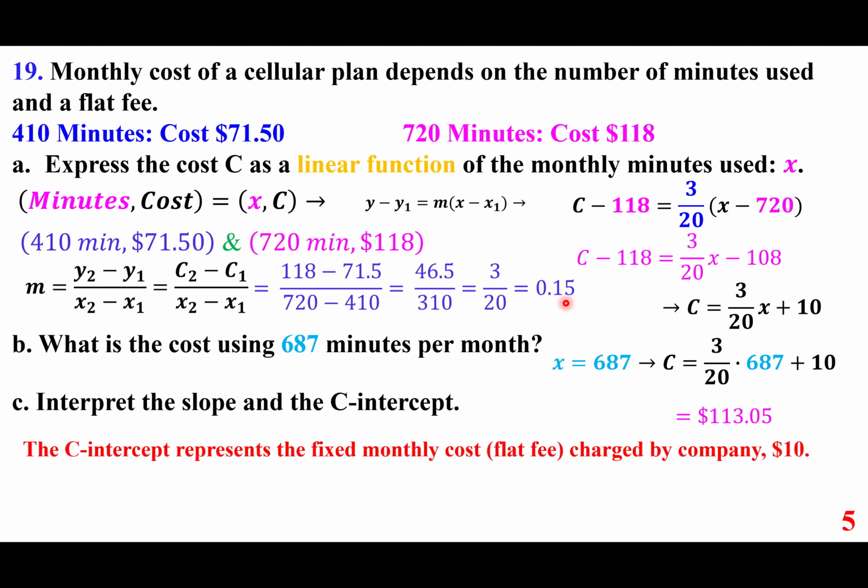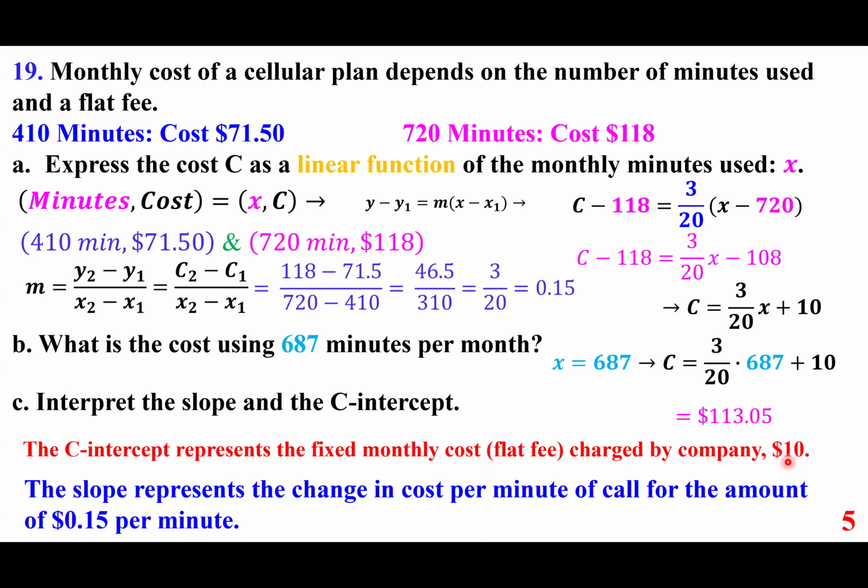So the c-intercept represents the fixed monthly cost, flat fee charged by company, which is $10. The slope represents the change in cost per minute of call for the amount of $0.15 per minute or 15 cents per minute.